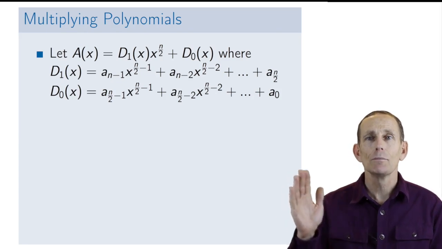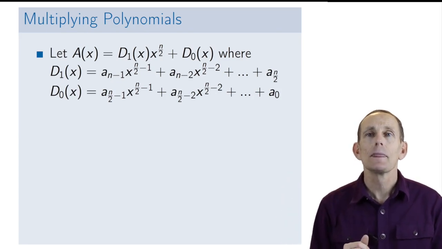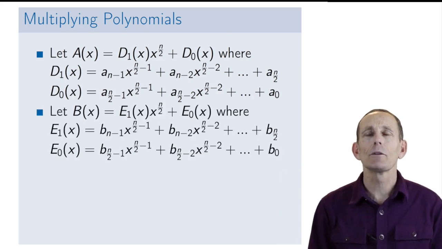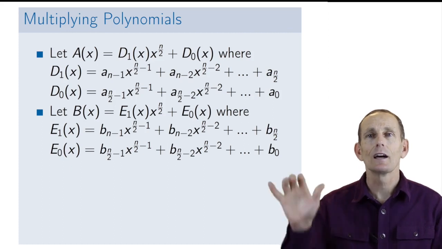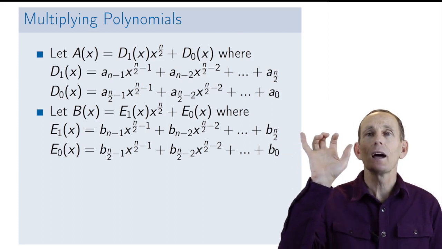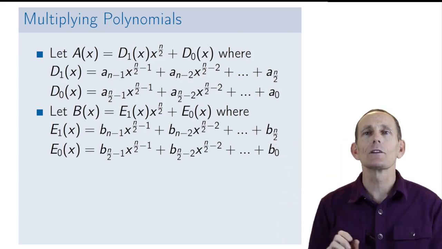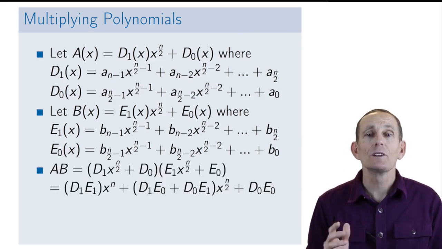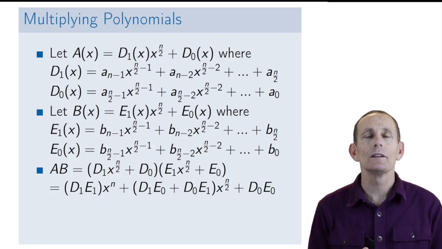So we have two parallel subpolynomials, the high and the low. We do the same thing for B, so we break that into E1 of x and E0 of x. Again, E1 of x is the high terms, E0 of x is the low terms. When we do our multiplication, we just multiply together D1 x^(n/2) plus D0 and E1 times x^(n/2) plus E0.